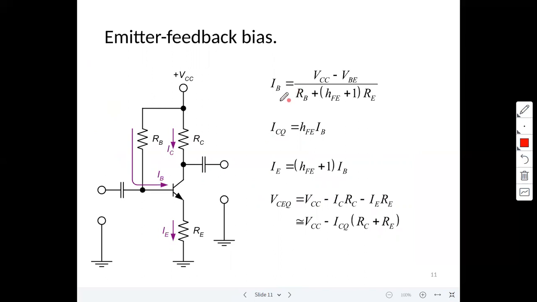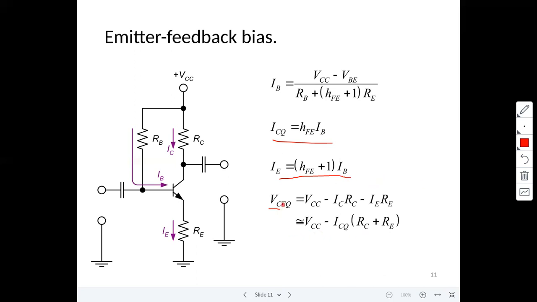Now this is about the IB current equation. It is summarized as IB = (VCC − VBE) / (RB + (1 + β) RE), where β is HFE. ICQ is equal to HFE times IB. IE is equal to (1 + HFE) times IB. Then VCQ is equal to VCC − ICQ (RC + RE).